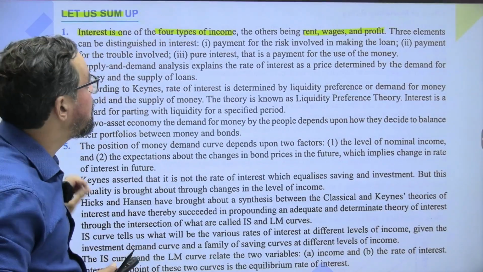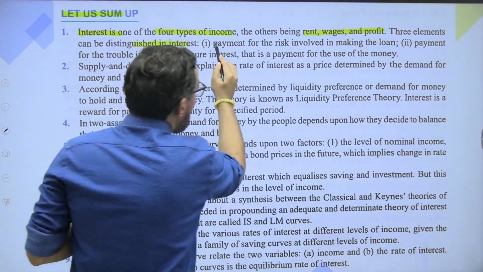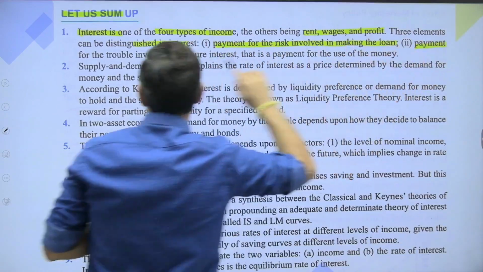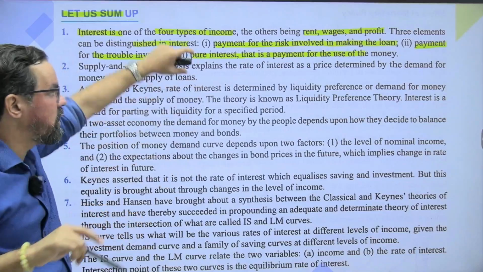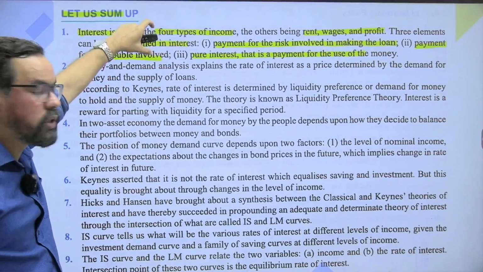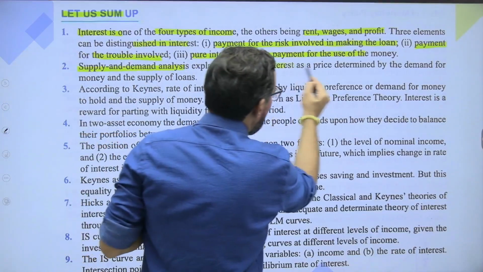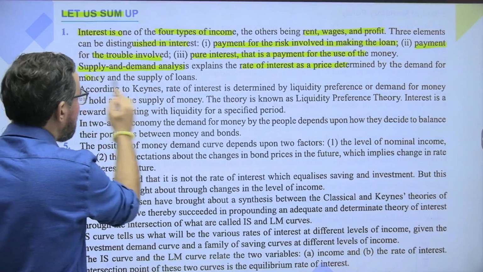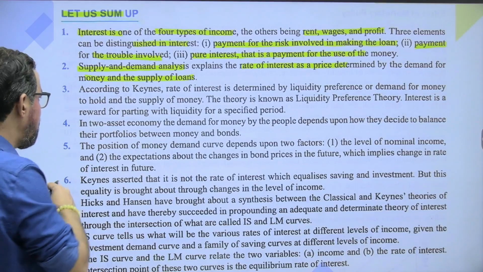These 3 elements can be distinguished in interest: one is payment for the risk involved in making the loan, payment for the trouble involved, and pure interest. So one question we practiced was based on this particular one. I guess the very first question was related to this. Supply and demand analysis explains the rate of interest, a price determined by demand for money and the supply of loans. Equilibrium, which we generally can say.